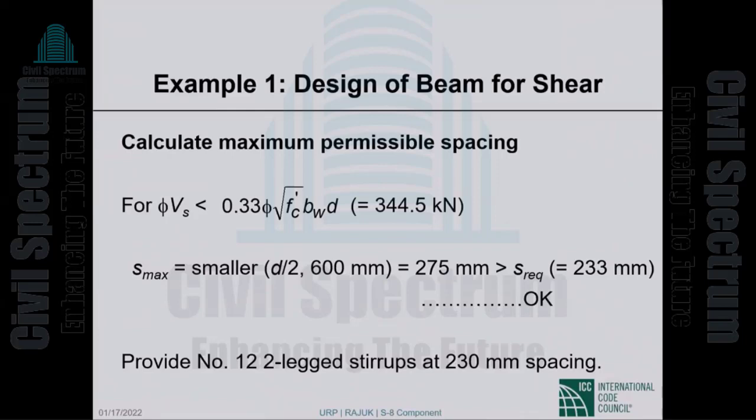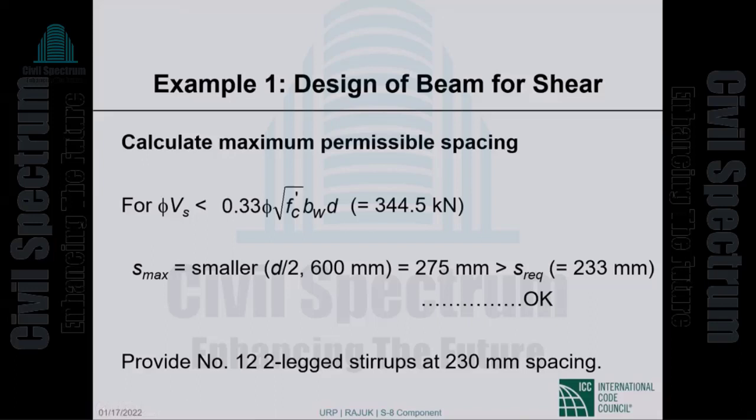So 233 is the required spacing. What is the maximum permissible spacing? Our shear is lower than 4 square root of f sub c prime. So our maximum spacing is 1/2 of d, or 600 millimeters. 1/2 of d is 275 millimeters. Remember, d is 550. And that is larger than the number we calculated, 233 millimeters.